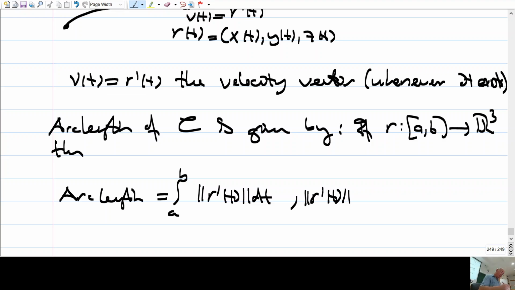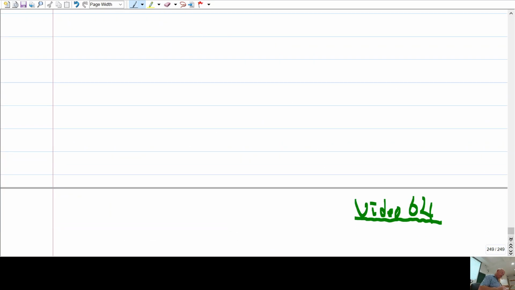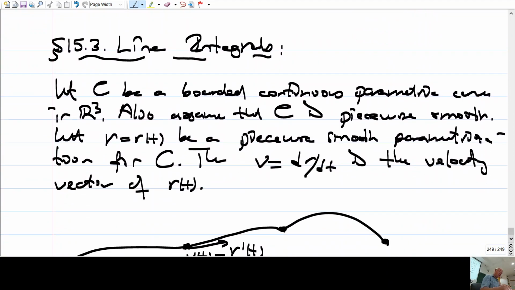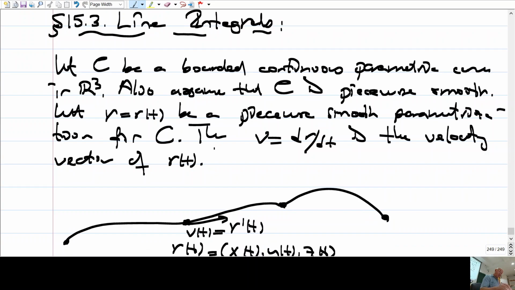All right, so let's start. Okay, so we start with line integrals. Let C be a bounded continuous parametric curve, and we assume that C is piecewise smooth with piecewise smooth parametrization r(t).